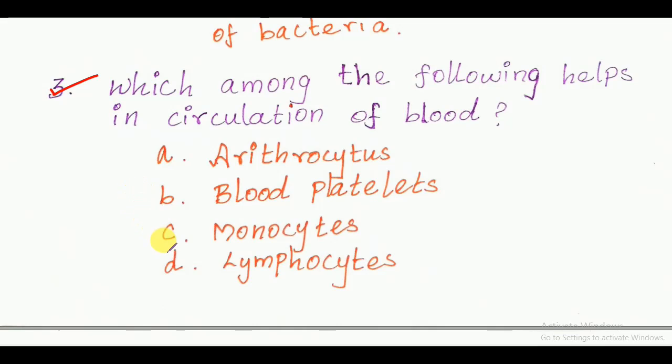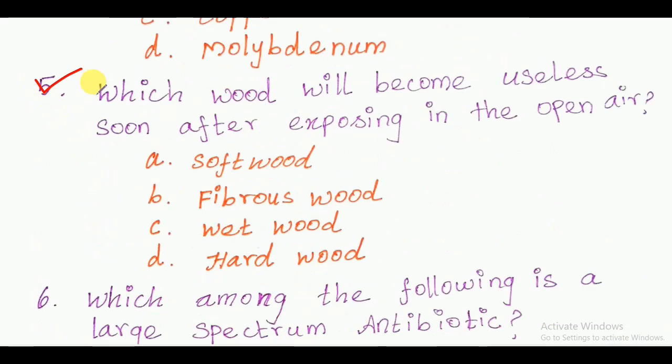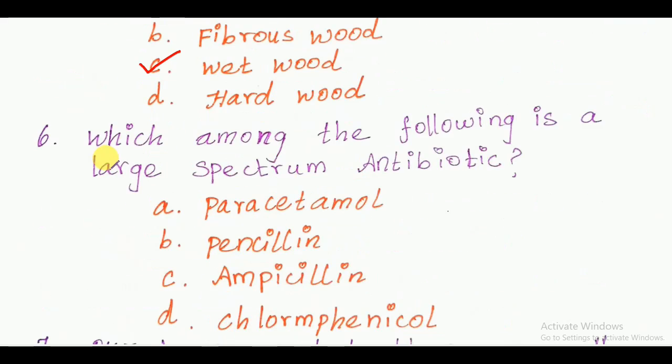The answer is option D, lymphocytes. Next, fourth question. Which among the following elements increases the absorption of water and calcium in plants? The answer is boron. Next, fifth question. Which wood will become useless soon after exposing in the open air? The answer is option C, wet wood.